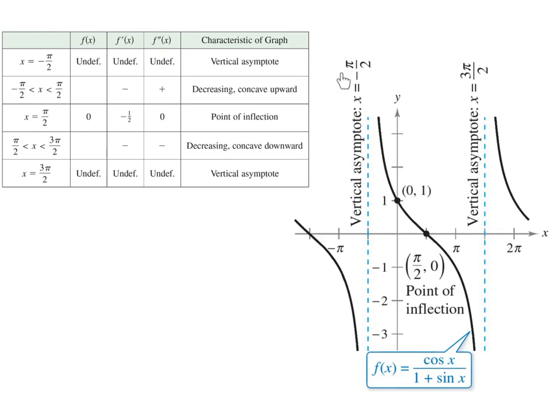And here's what this graph is going to look like. So here are two asymptotes, here are two intercepts, and this is actually a point of inflection as well. So it matches. We've got a vertical asymptote here, we've got a decreasing function that is concave up, and then a point of inflection right here at pi over 2, and then now it's decreasing and it's concave down.